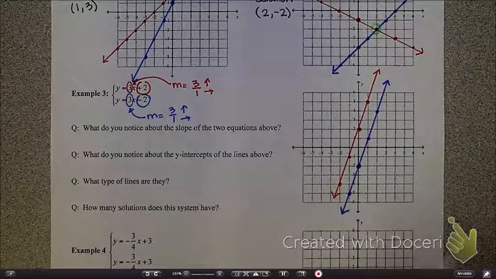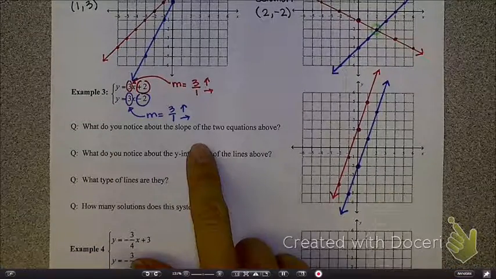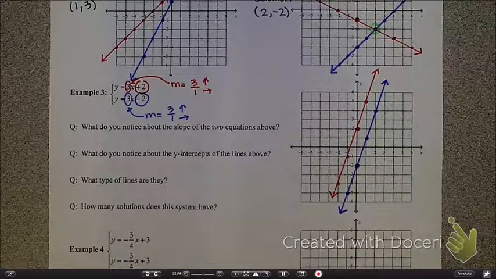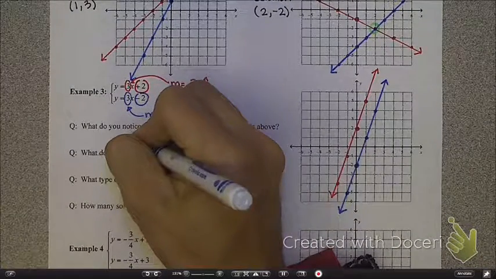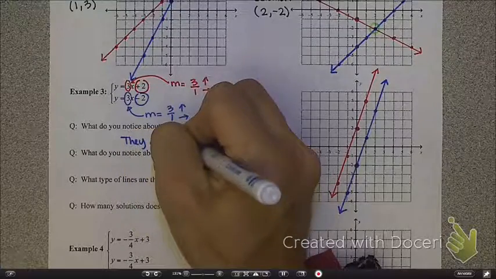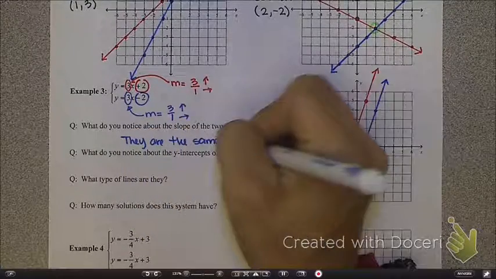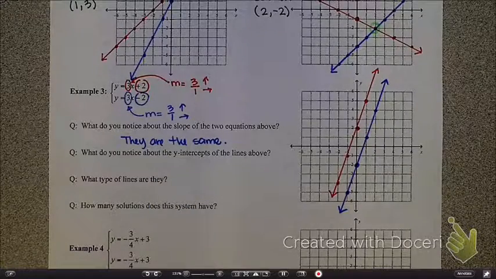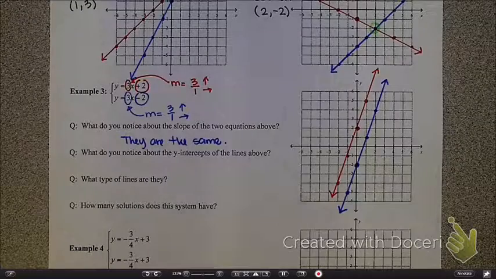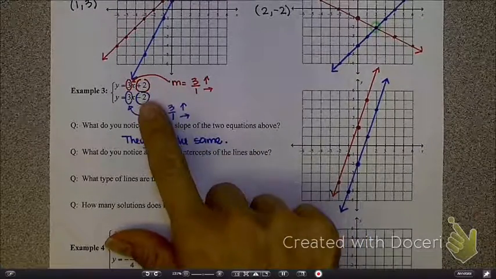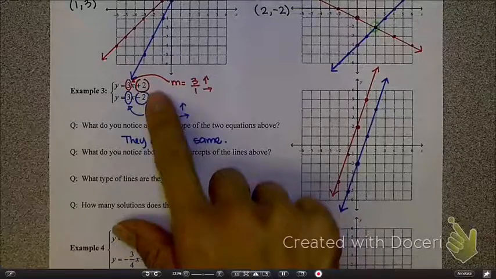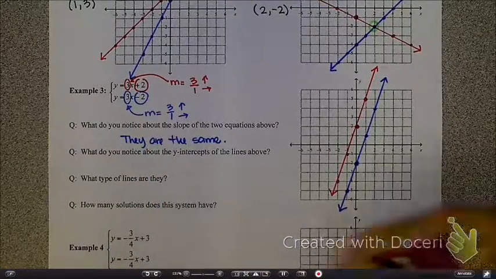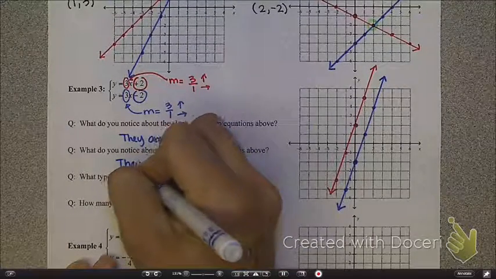Well, first of all, what do we notice about the slope of the two equations? Yeah, these two slopes are the same, okay? So they are the same slope. Now, what do we notice about the y-intercepts of the two lines above? Well, are they the same? Well, yeah, both 2, but one's negative, one's positive. So does that really mean they're the same? No, they're not the same. They're different, okay? So we notice that the y-intercepts are different.